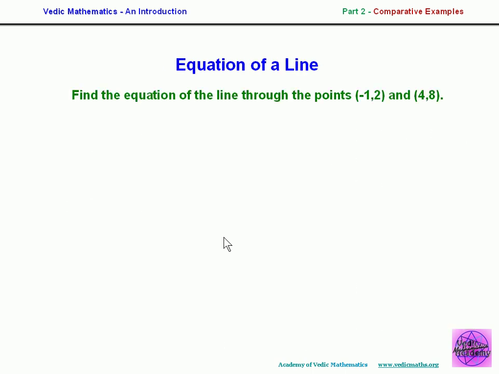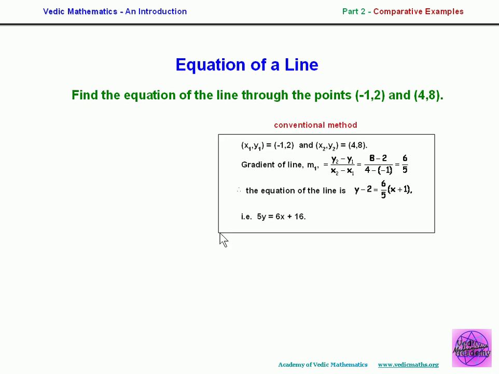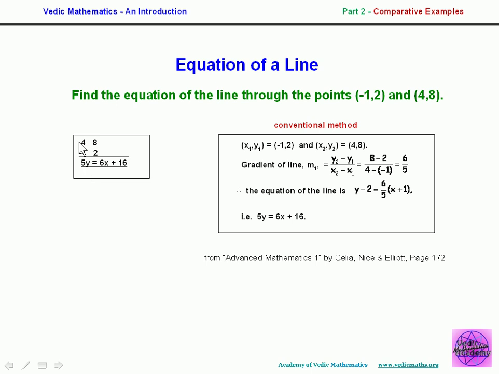Equation of a line. Find the equation of a line through these 2 points. There are 2 standard ways of going about that, and this is taken from a book, this book, in which you work out the gradient, and then you substitute into your formula, which is not shown here, and then you work out the equation. The Vedic method gives you the answer immediately from the coordinates. You can write down that answer using the vertically and crosswise formula.